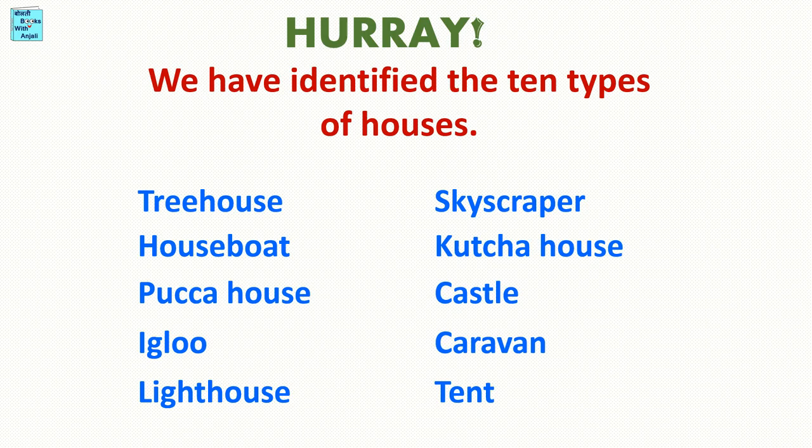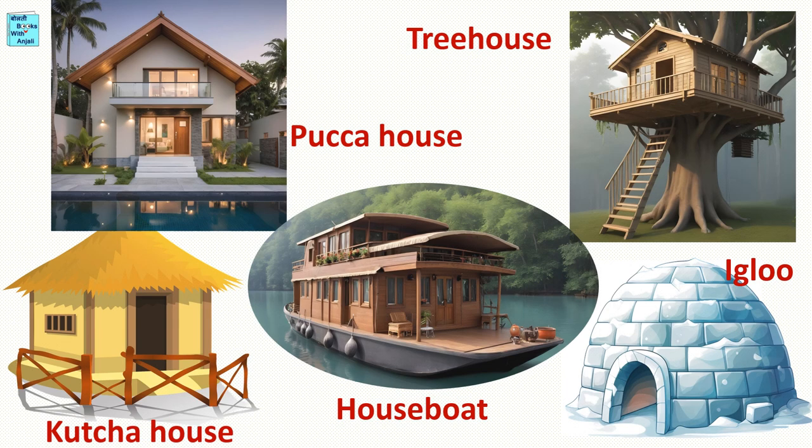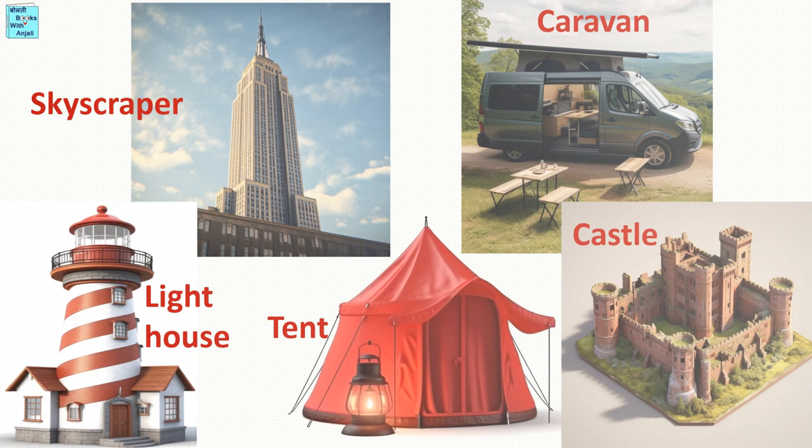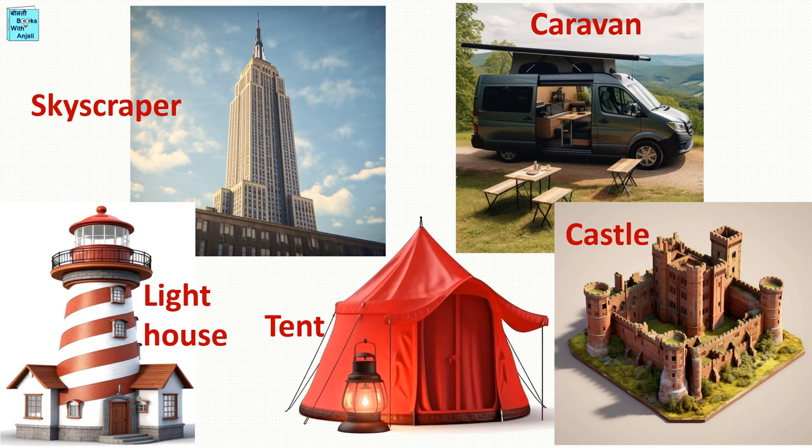Hooray! We have identified the 10 types of houses. Pakka house, tree house, kuccha house, houseboat, igloo, skyscraper, lighthouse, tent, castle, caravan.